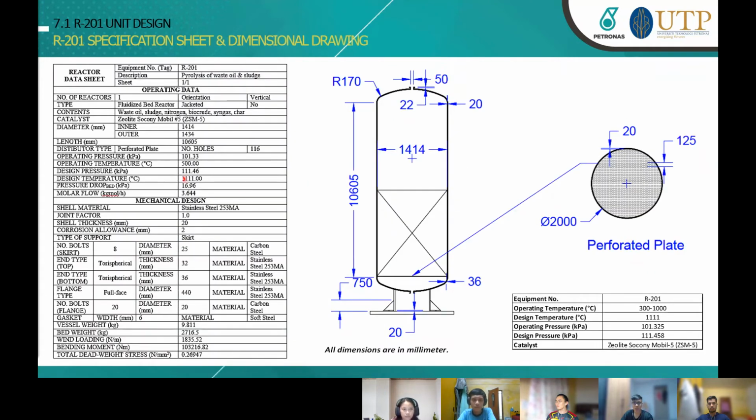The reactor specification sheet and dimensional drawing are illustrated. Overall, the dimensions of this reactor are considered relatively small as compared to the typical industrial scale, since this design statement involves only a small scale of production. I shall now invite Terry to present her equipment design.